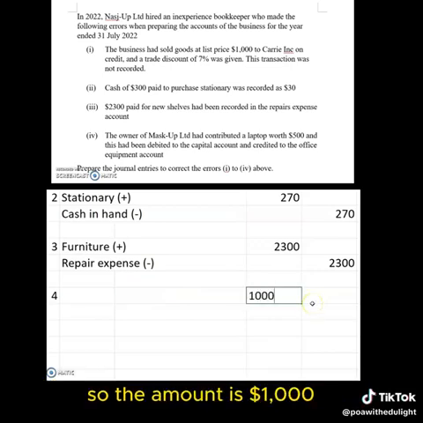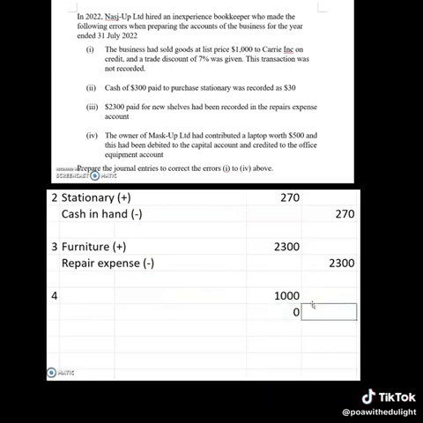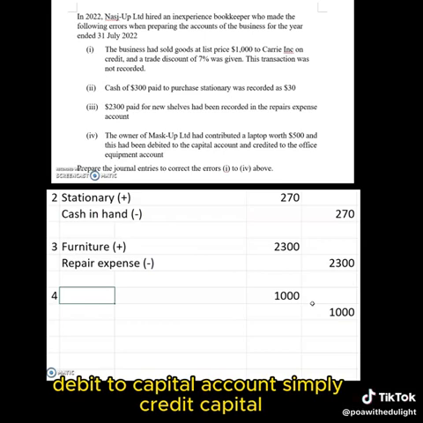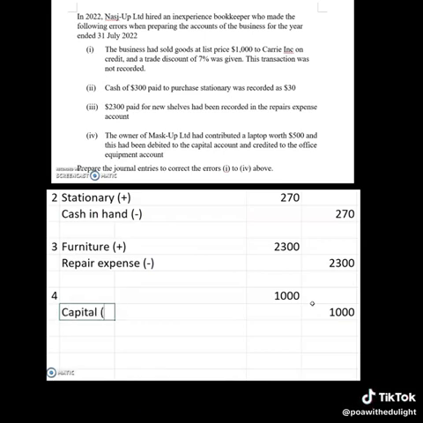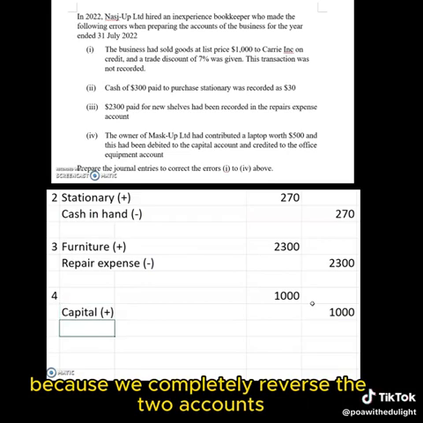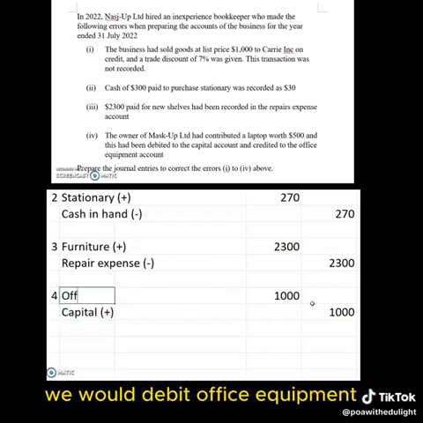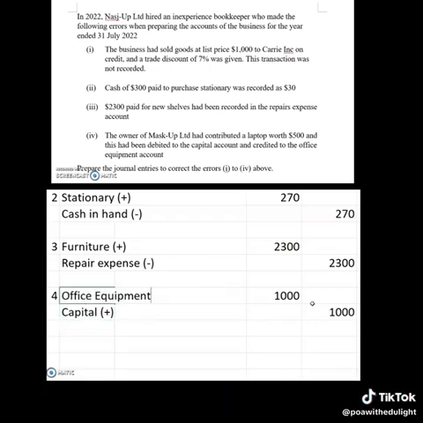So the amount is $1,000. Now, what should we debit and credit in this sense? Debit capital account, simply, because we completely reverse the two accounts. And since they said credit to office equipment account, we would credit... sorry, we would debit office equipment, which is also a plus.